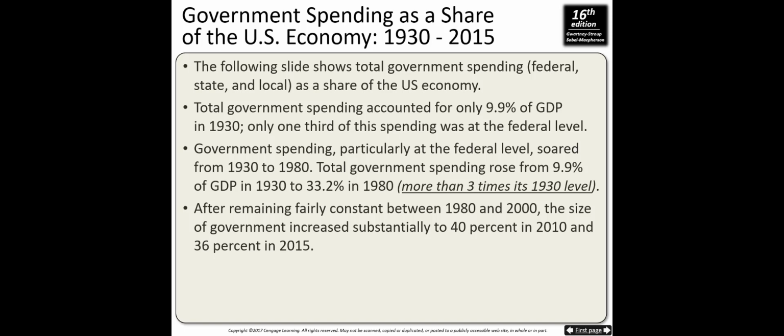Total government spending accounted for only 9.9% of GDP in 1930, and only one-third of this spending was at the federal level. Government spending, particularly at the federal level, soared from 1930 to 1980. Total government spending rose from 9.9% of GDP in 1930 to 32.2% in 1980, which is more than 3 times its 1930 level. And after remaining fairly constant between 1980 and 2000, the size of government increased substantially to 40% in 2010 and 36% in 2015.